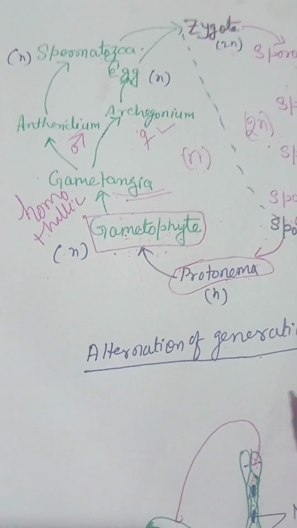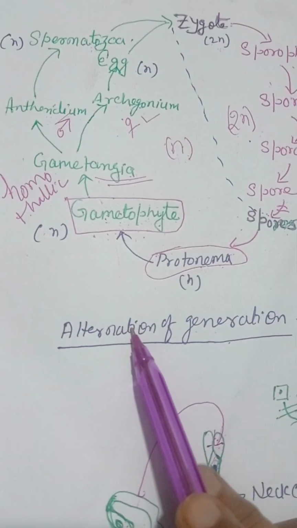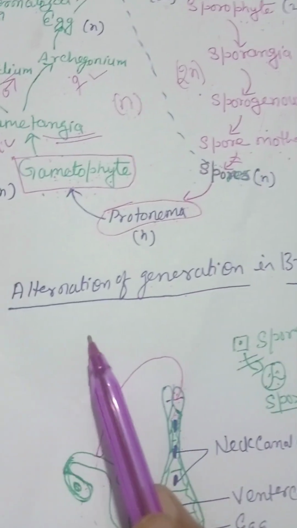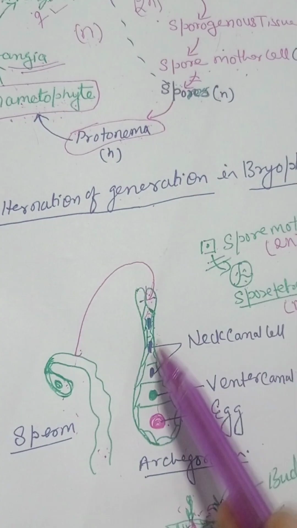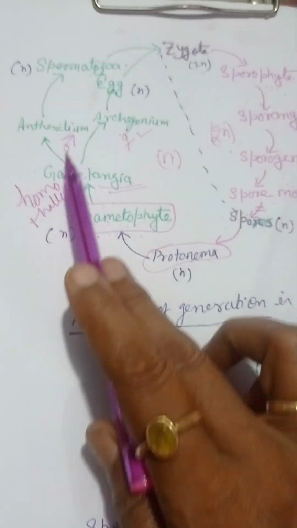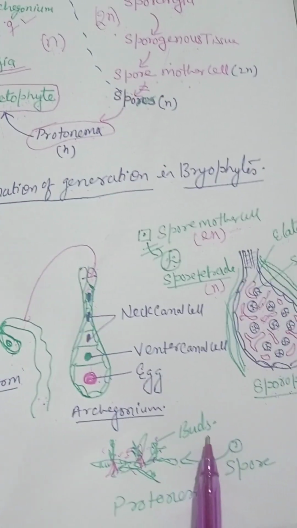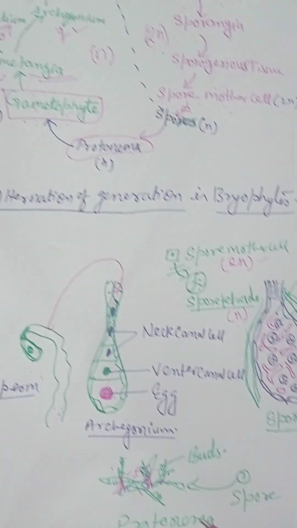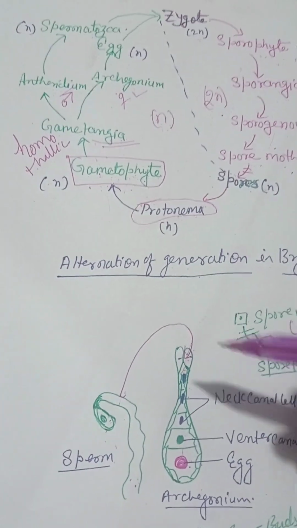So in this way you see that in bryophytes the two generations, the gametophytic generation and the sporophytic generation, alternate with each other. That is why it is called alternation of generation. So I think this whole picture becomes clear to you, and it will be helpful for getting this phenomenon clear.